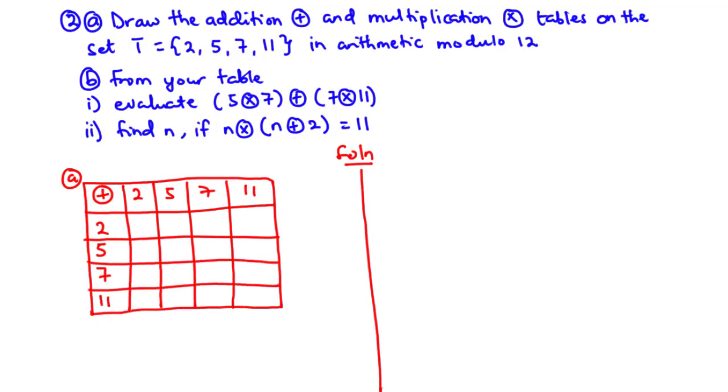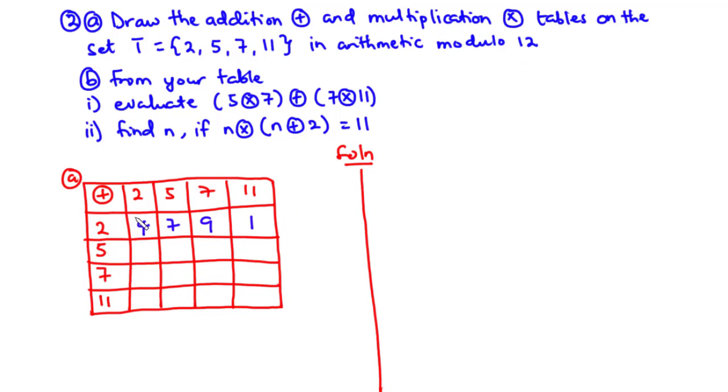So now let's complete the table. Don't forget that we are still working in modulo 12. 2 plus 2 is 4, 2 plus 5 is 7, 2 plus 7 is 9, 2 plus 11 is 13. Now since 13 is more than 12, we are going to divide 13 by 12 and then we have 1, remainder 1. So this is 1.